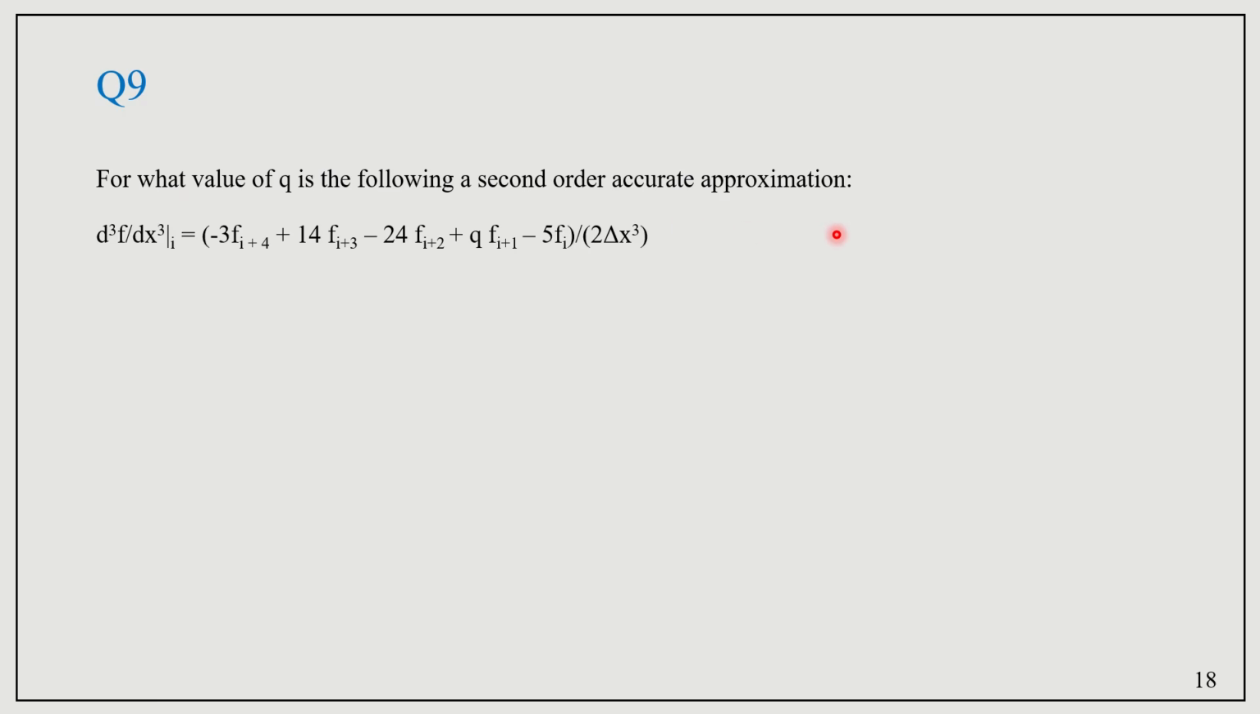Now we'll go to question 9. In question 9, what is asked? For what value of Q is the following a second order accurate approximation?